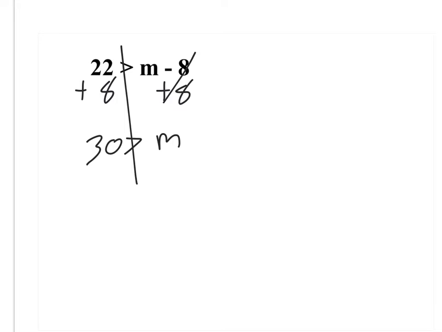Now they may switch the answer. If you ever check your answer with the back of the book, the answer will be written like this: m is less than 30. It's the exact same thing. So tomorrow when we're grading it, if I say one thing, don't be like, oh, I got this. It's the exact same thing, no difference. 30 is greater than m is the same thing as m is less than 30. Same thing.